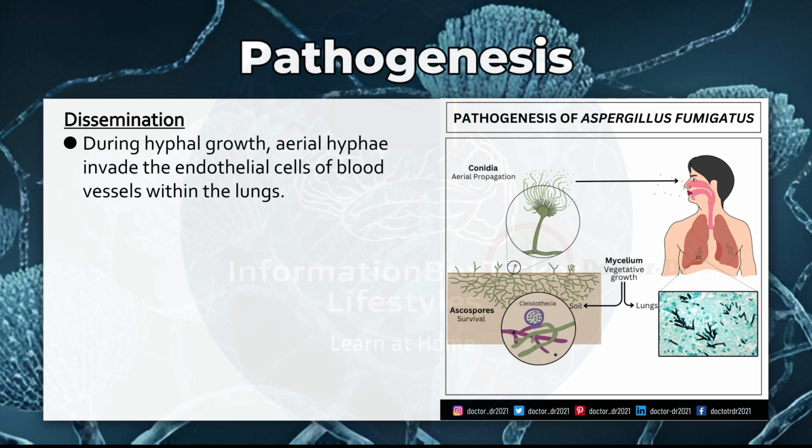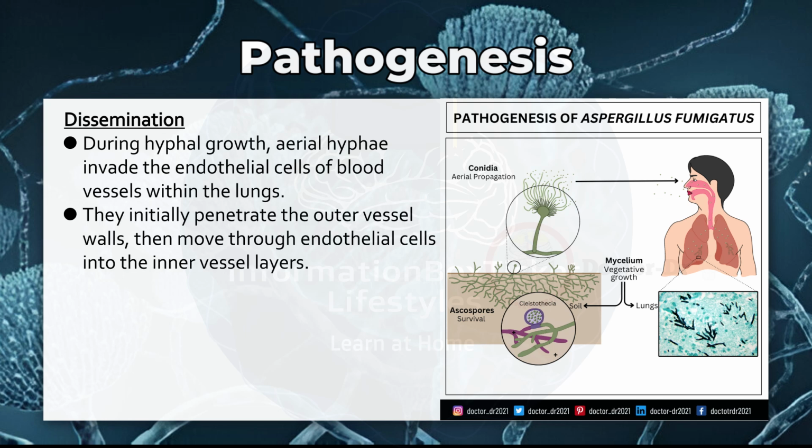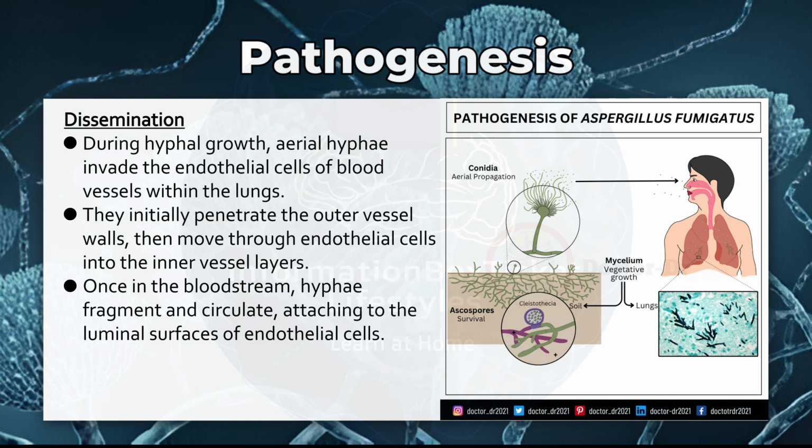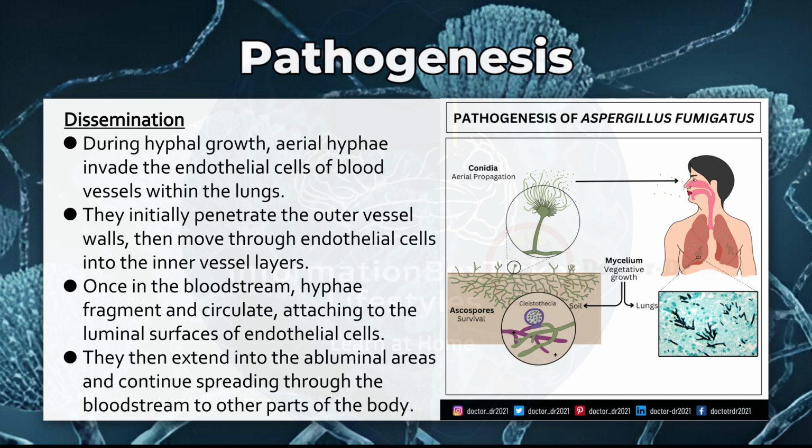Dissemination. During hyphal growth, aerial hyphae invade the endothelial cells of blood vessels within the lungs. They initially penetrate the outer vessel walls, then move through endothelial cells into the inner vessel layers. Once in the bloodstream, hyphae fragment and circulate, attaching to the luminal surfaces of endothelial cells. They then extend into the abluminal areas and continue spreading through the bloodstream to other parts of the body.